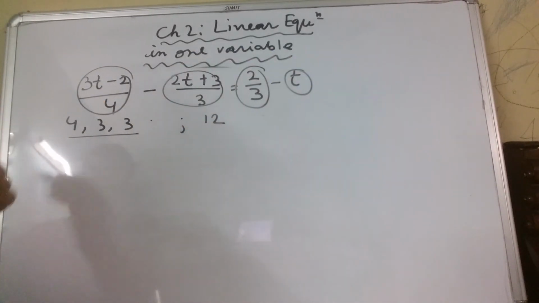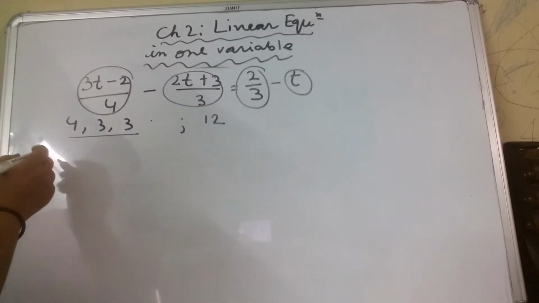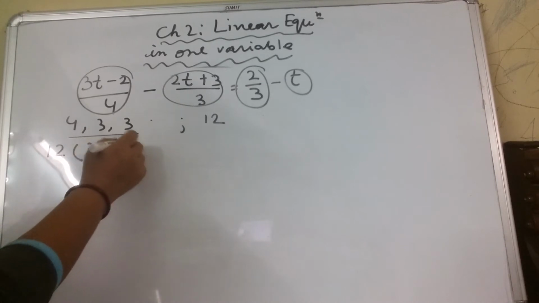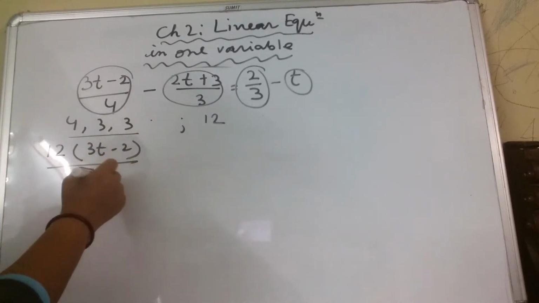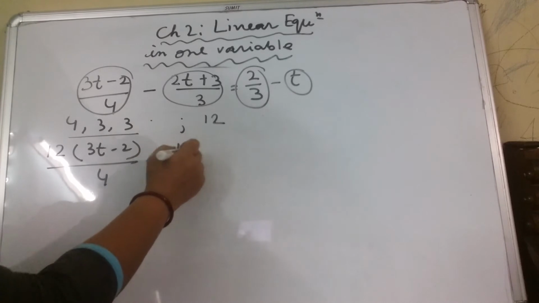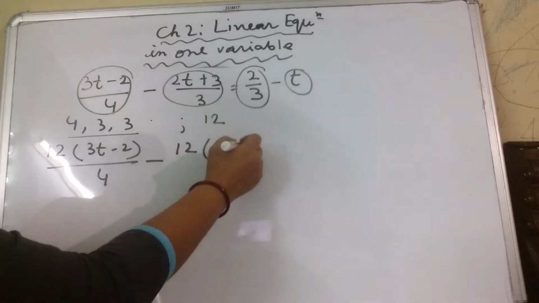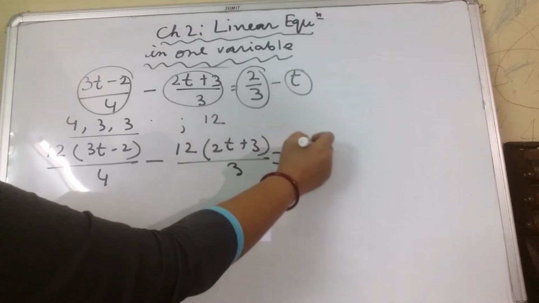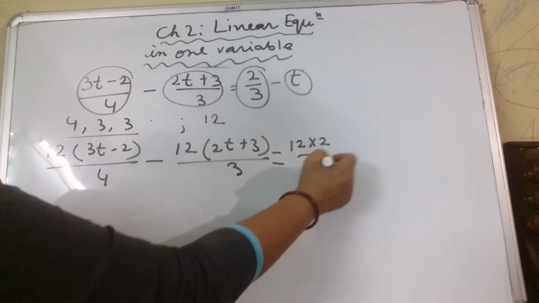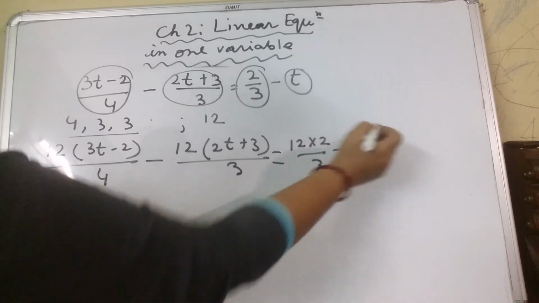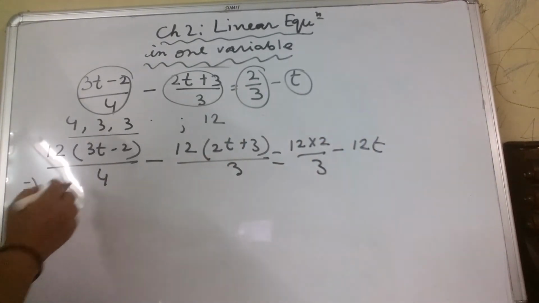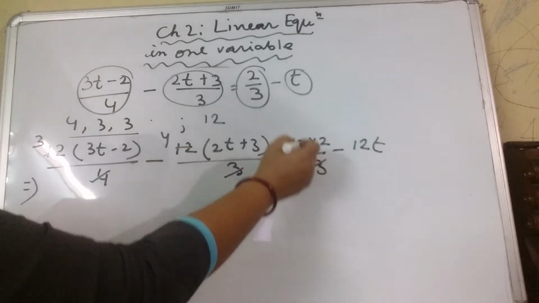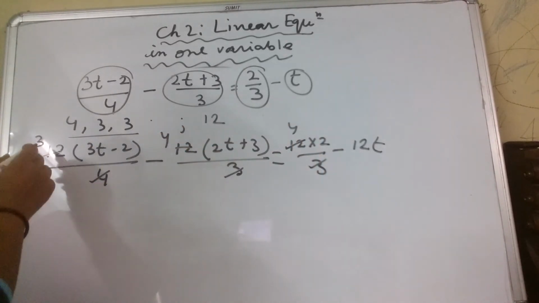Now if I multiply all the term by 12, what will become? 12 into (3t - 2)/4 minus 12 into (2t + 3)/3 equals to 12 into 2/3 minus 12t. Okay, now this 3 4 4, so what it will become?